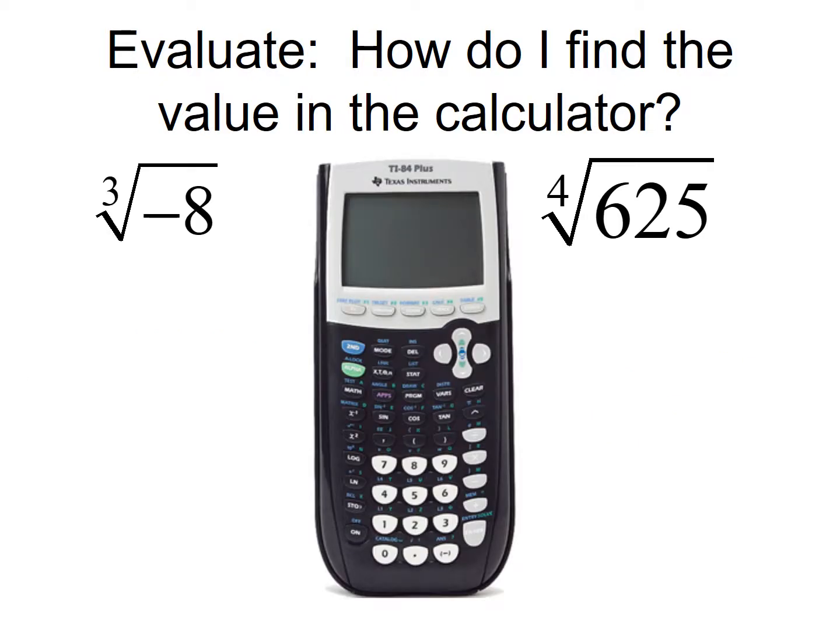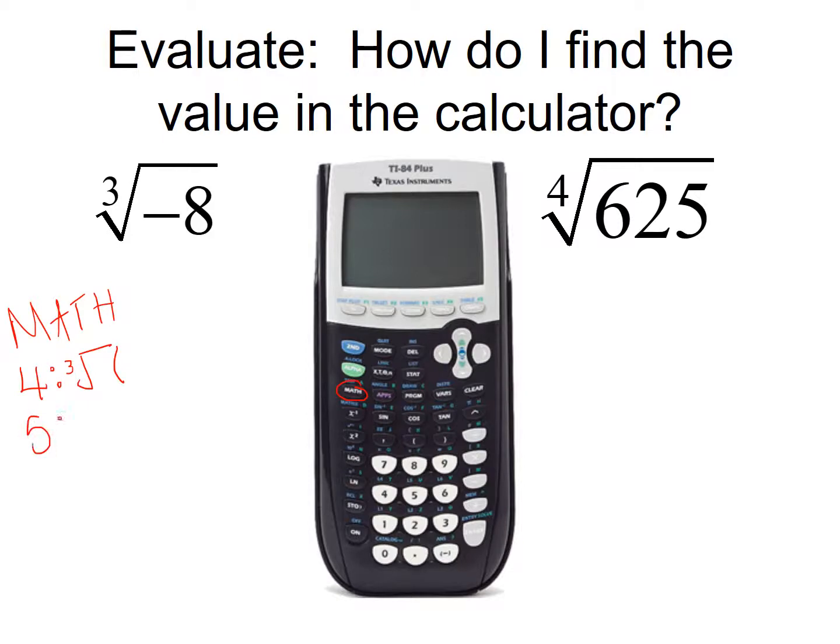How would we find the value in a calculator if we weren't given it in fractional form? So we know we could convert this to rational exponent form, but what if I just wanted to use the cubed or fourth root in a calculator like this? So on calculators like graphing calculators, if you click the math button, you're going to have the option where you can do the cubed root, which is option number 4. You could have the cubed root, that's what it looks like.